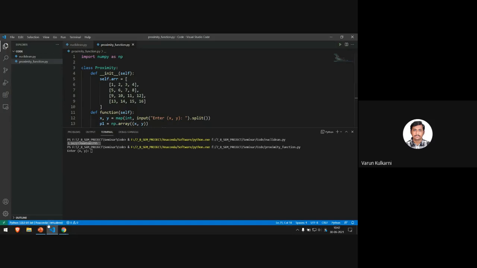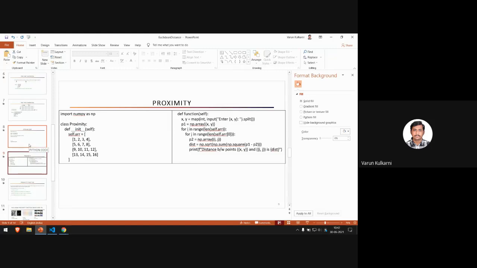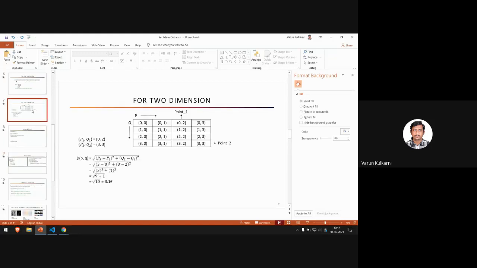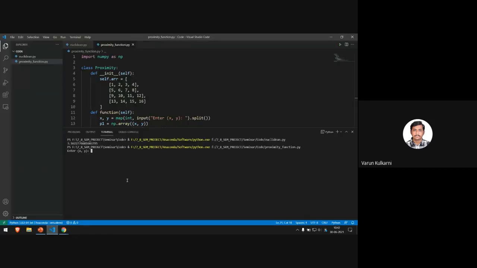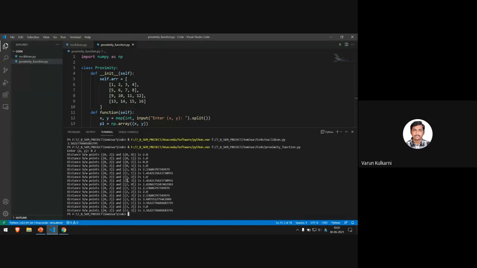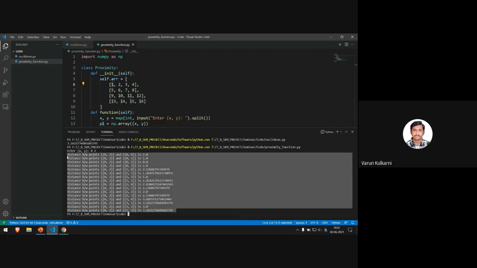Now it is asking for x comma y. In the 4 cross 4 example, I have taken 0 comma 2 as p1 q1, so I'm going to enter that itself, 0 comma 2. Now what it does is it details out the distance between 0 comma 2 and 0 comma 0, that is 1, as we see in the matrix. So on, it calculates proximity for all the pixels in the matrix.